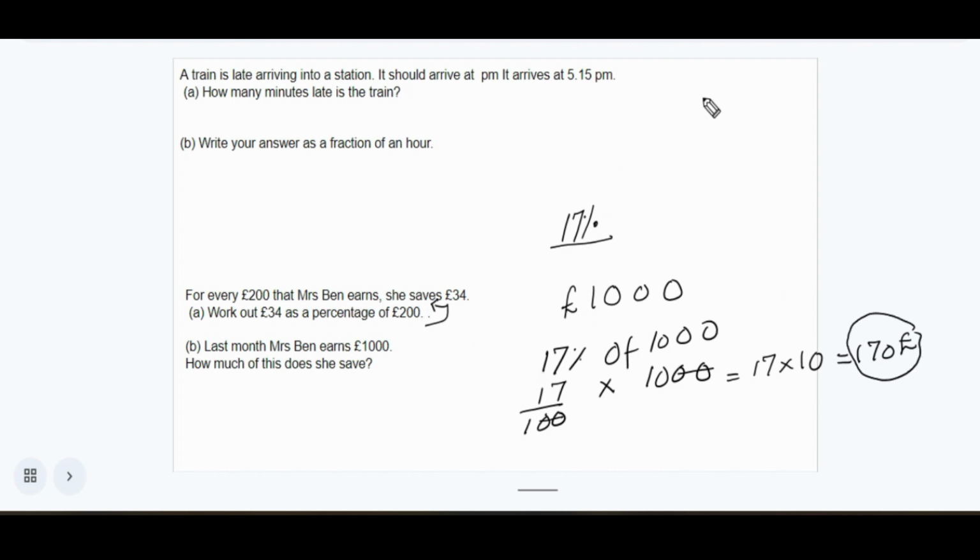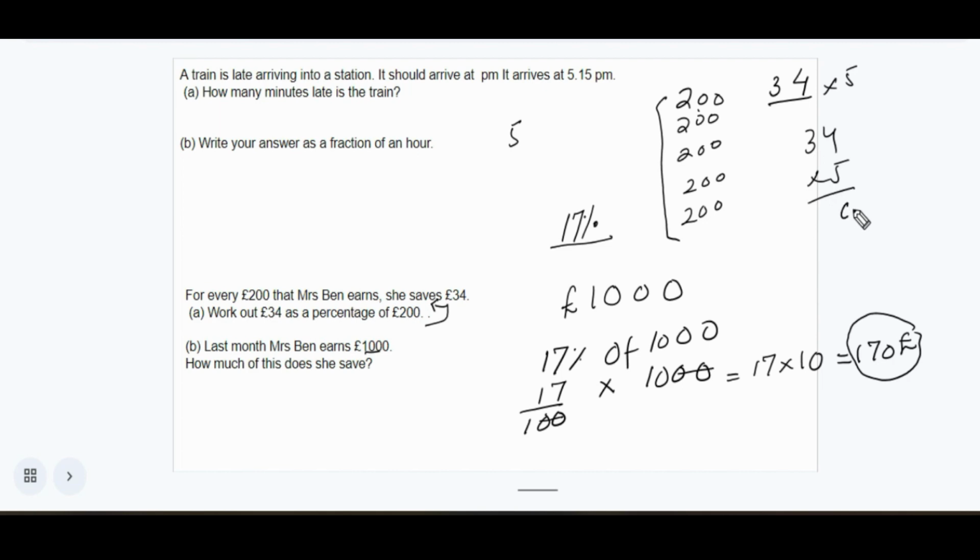If you want to verify, you can even do it like this. For every 200 she can save 34. So how many 200s are there in 1000? 5 200s, right? It means you need to multiply 34 times 5. When you multiply 34 times 5, what will be your answer? 5 times 4 is 20, 5 times 3 is 15, plus 2 will give you 170 pounds. So your answer is verified as well.